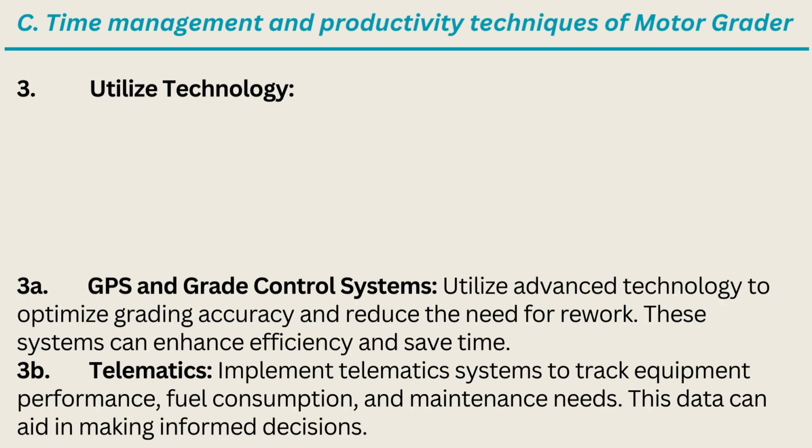3. Utilize technology. 3A. GPS and grade control systems utilize advanced technology to optimize grading accuracy and reduce the need for rework. These systems can enhance efficiency and save time. 3B. Telematics. Implement telematics systems to track equipment performance, fuel consumption, and maintenance needs. This data can aid in making informed decisions.